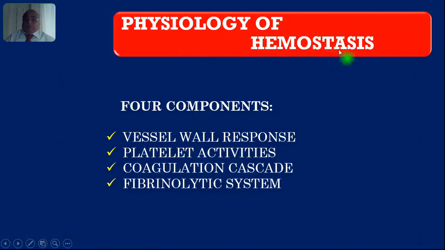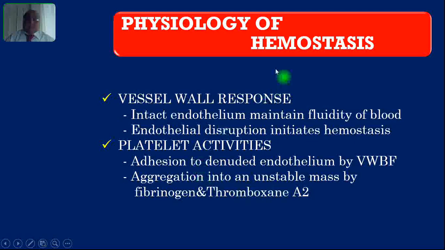So coming to the physiology of hemostasis, it consists of four components: the vessel wall response, the platelet activities, coagulation cascade, and fibrinolytic system. The vessel wall response: the intact endothelium of the blood vessel maintains the fluidity of the blood. Once this endothelium is disrupted, that will initiate the hemostasis process.